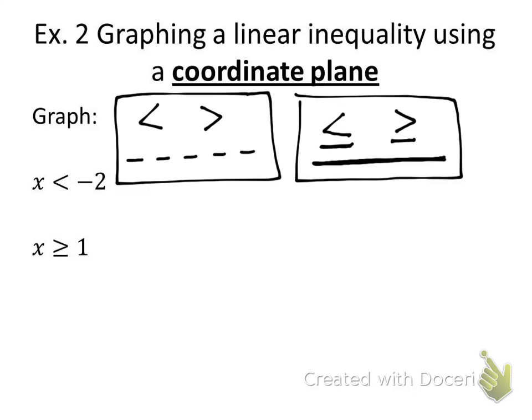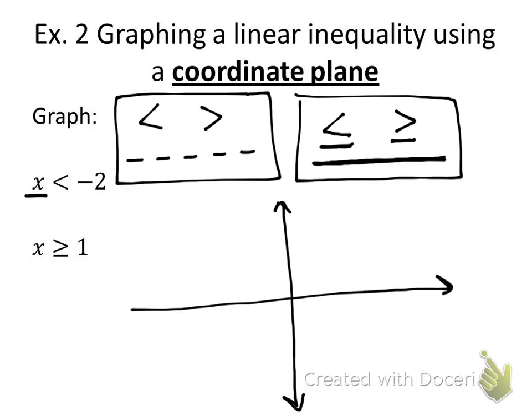All right, so what they want us to do is graph x is less than negative 2. Anytime they only have one variable here, they're talking specifically about the x-axis. So I'm just going to draw a coordinate plane instead of getting out my graph paper and doing all that. We will have to do that in a minute, but for right now, we're just going to draw our graph. I'm going to write 1, 2, 3, 4.